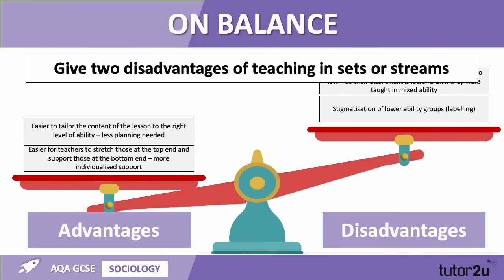So firstly, you have that stigmatisation of lower ability groups. So the idea of labelling, so being in a bottom set, doesn't do much good for the esteem of some of those children in there. Sometimes those bottom sets are also categorised by quite poor behaviour, so that can be quite demoralising for students that are in the bottom sets as well. But you also have the idea that expectations for middle and lower sets are often too low, so their attainment is lower than if they were taught a mixed ability. So we talked earlier about the idea of them being cooled down and expectations being far lower than they should be.